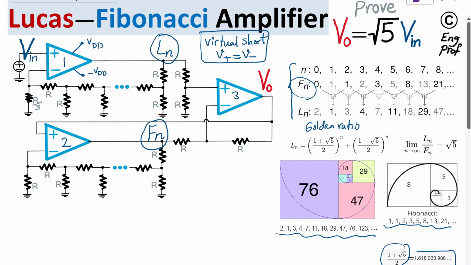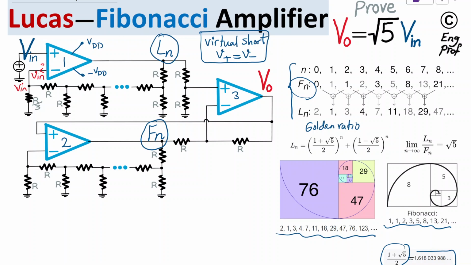Okay, so what's happening? Because of virtual short, and because Vin is at the positive terminal, Vin appears at the negative terminal as well. And because the op-amps are ideal, practically the open-loop gain is infinite, and there is no current going into or coming out of the input of the op-amp. So Vin is here.